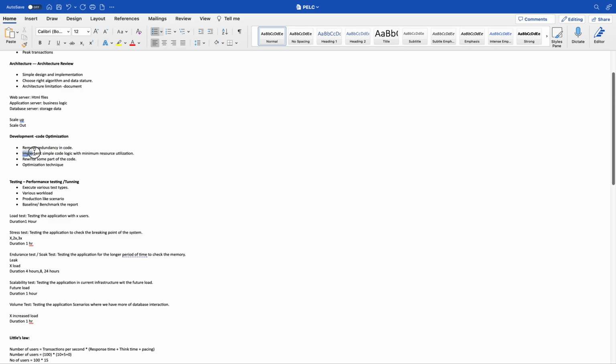Next one is implementing simple logic with minimum resource utilization. This involves achieving the desired functionality with the least amount of computational resources such as memory, processing power, and network bandwidth. Writing efficient code helps reduce the overall resource footprint of the application.